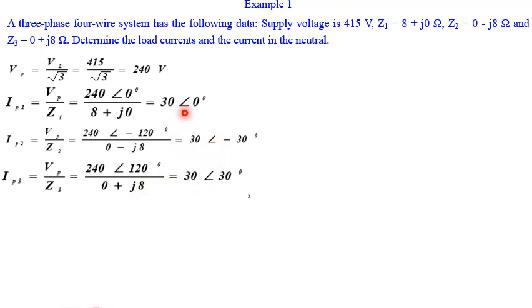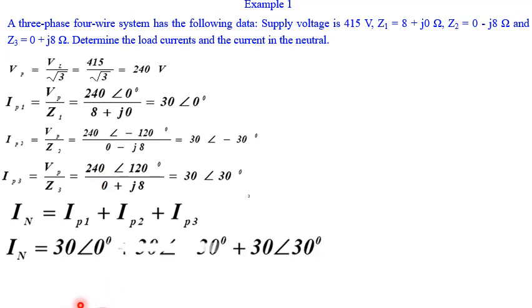So after getting these answers, we now simply add the currents to find the current in the neutral. So IN is equal to IP1 plus IP2 plus IP3. So doing that, we can now just add IP1 and IP2. Doing that, we simply get this. Then our final answer becomes 82 amps. This is how we simply calculate it.